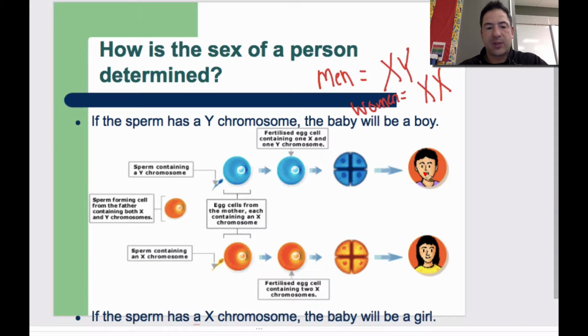But basically what's going to happen is there might be a sperm containing X, and it will also have the Y.